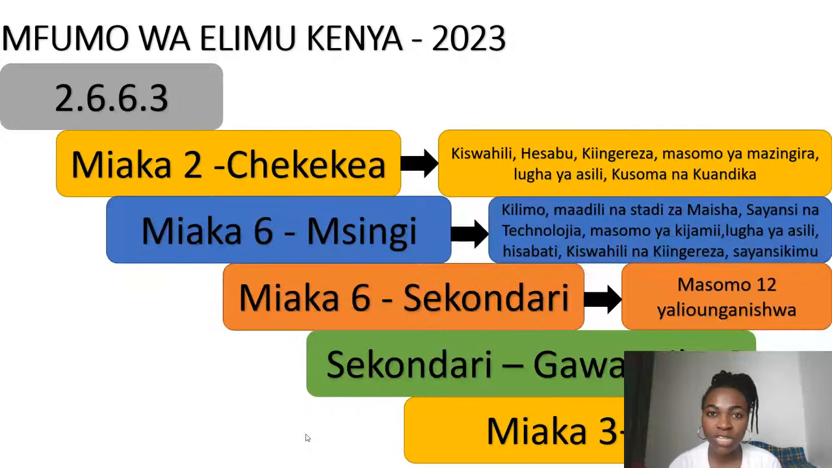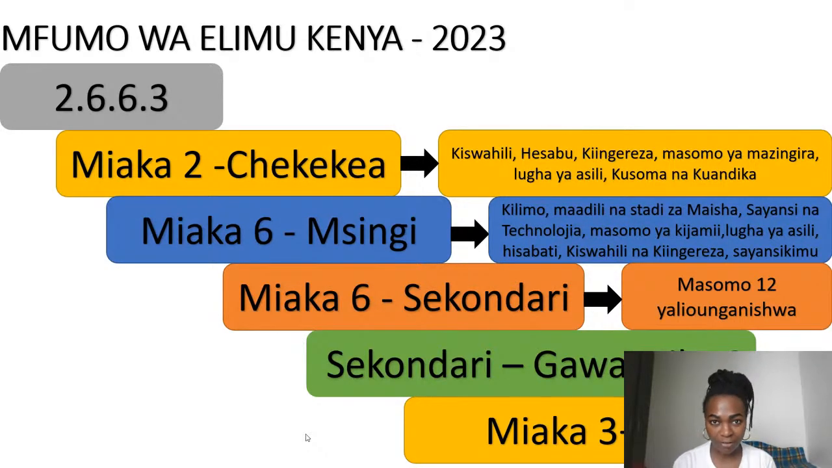Wanafunzi wanajifunza ni nini wangependa kufanya. Ikiwa they are good in sciences, they will take sciences. If they are good in technology, the STEM subjects, they'll take up the STEM subjects. And if they're good in arts, they'll take up the arts. And so that is how the education system is in Kenya.